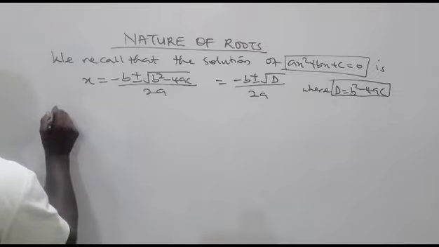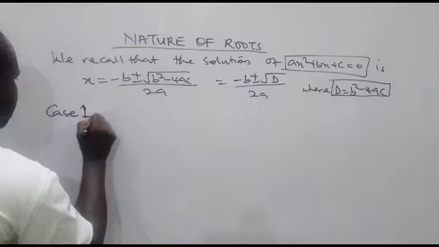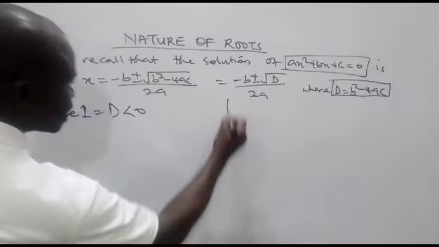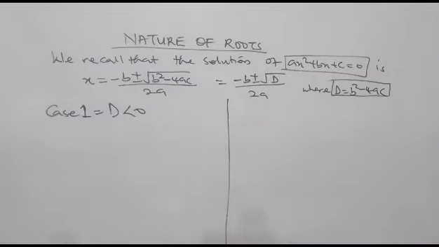Then the first case, case 1, is when the discriminant is less than 0. If the discriminant is less than 0, it simply means that the roots are imaginary. That is, the roots of the quadratic equation do not exist in the real sense. They are imaginary. When the discriminant is less than 0, the equation has complex roots.